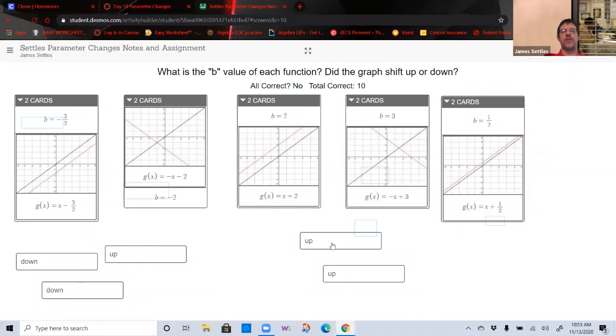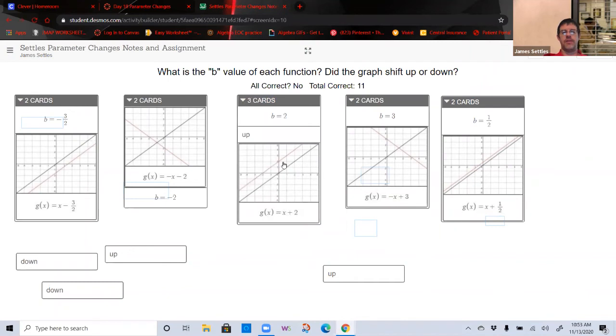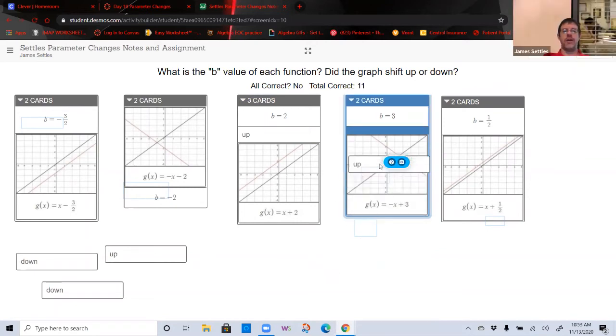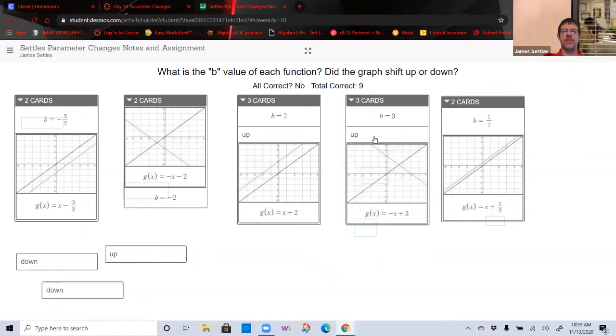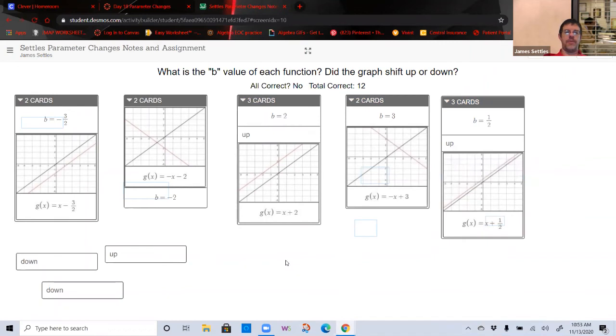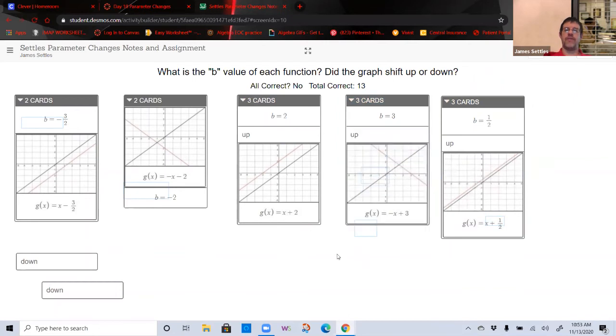So I'm going to start with the b equals 2. I know that's up. Hey, look at that. Good guess. And then the b equals 3 would also be up. So all these numbers that are up, that are positive, are going up. And then the b equals 1/2 would also go up.